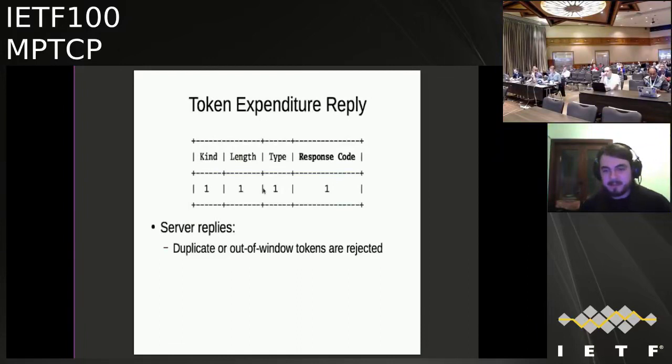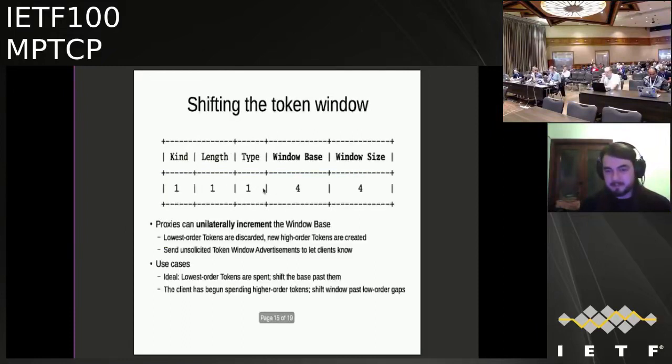Okay. So the token expenditure reply includes a response code. If the token was out of window, or if the proxy had already seen the token, then the token is rejected and the operation fails. The next slide, please.